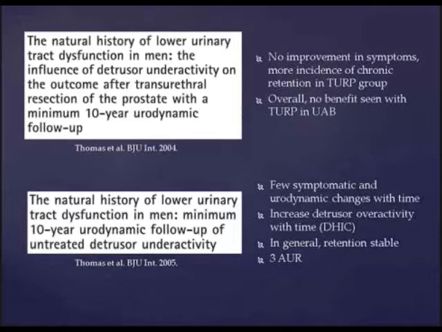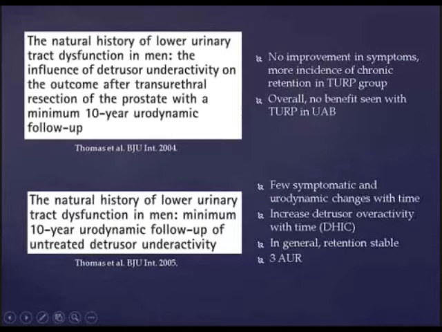So in this particular study, looking at transurethral resection with people with underactive bladder that was not recognized, this particular study felt that there was no improvement in the symptoms, and there was actually increased chronic retention in the TURP group. So they thought you should be careful about TURPing these patients with underactive bladder in this particular study, but that again is controversial. Many people would say you got to treat that outlet first because that's one of our main ways to treat that.